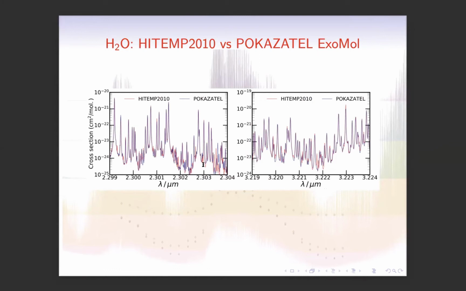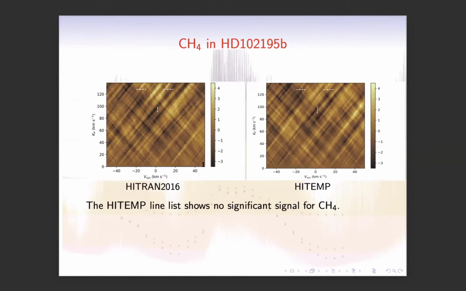We also tested methane and the new methane line list, because that does have quite big differences between HITRAN and HITEMP. And we tried to look for the signal of methane in HD 102195. And sadly, with the new HITEMP line list, the signal almost completely went away. So there's no significant evidence for CH4 using this HITEMP line list.